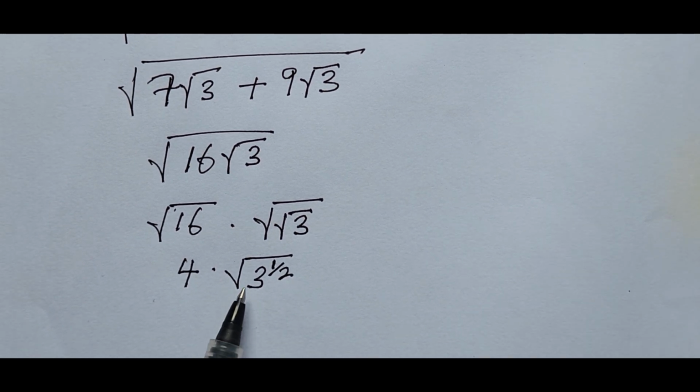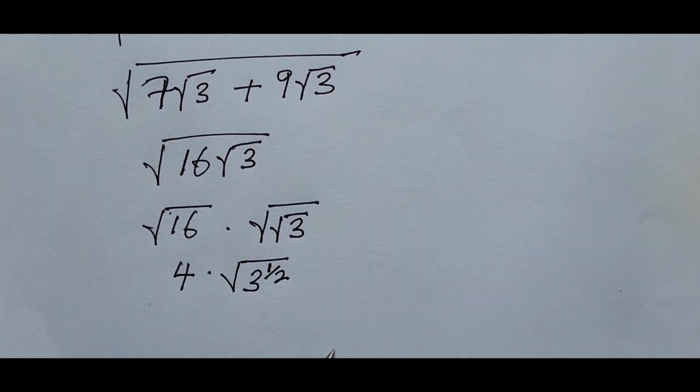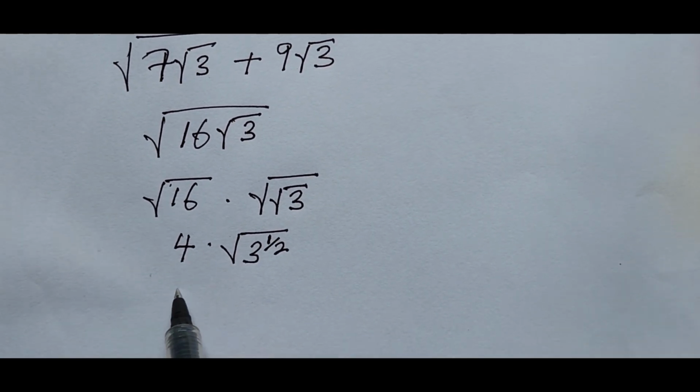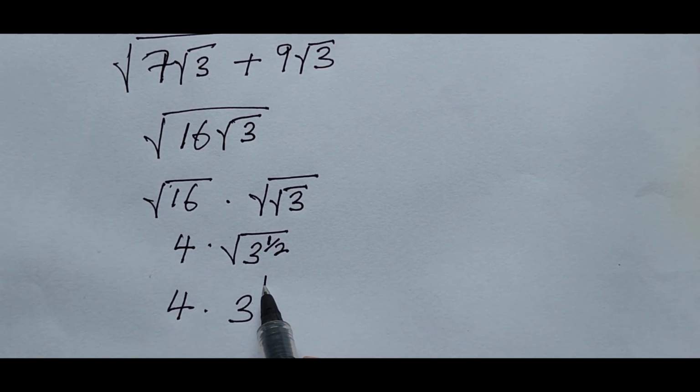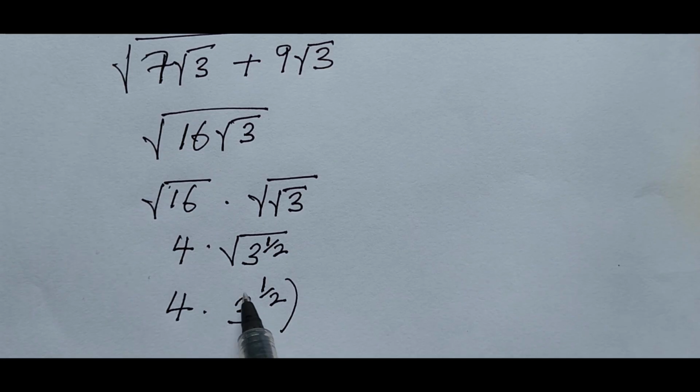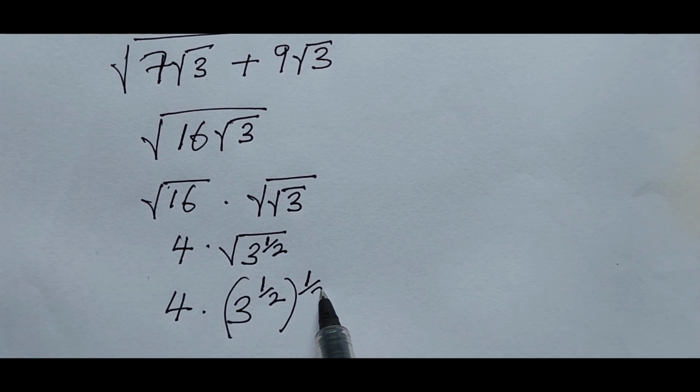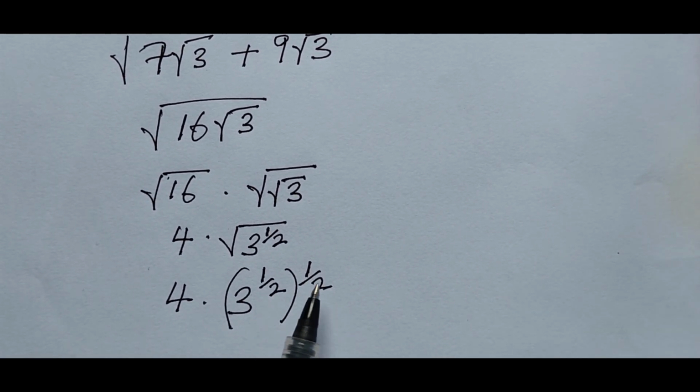Good. So here we still have a square root radical. Rewriting this is going to give us something special, right? So we're going to have 4 times 3 all raised to the power of 1 over 2, and in turn raised to 1 over 2. So we can use this to multiply this.